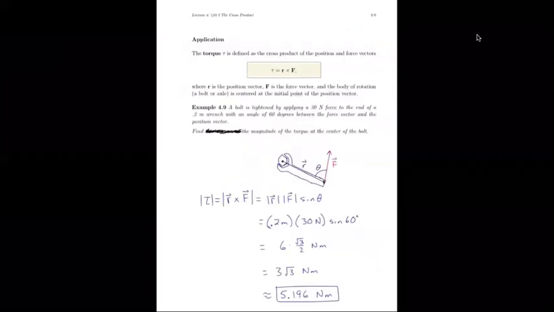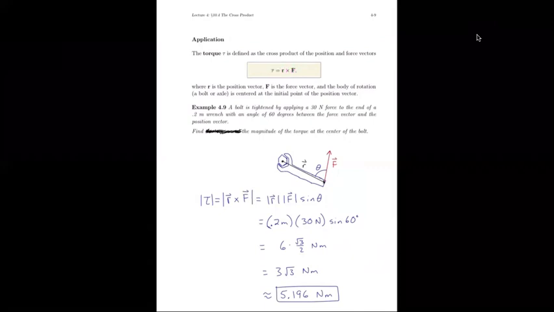Okay, last is a physical application: torque. We commonly associate rotation with the cross product, and torque is a rotational motion. So torque is the force that's applied radially to something. Tau represents the torque, R represents the position vector along a radial line, and F is a force acting on the end of this radial line, whatever object we might be considering.